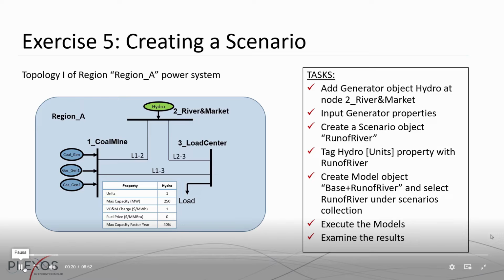Following this, we will create a new scenario object called run of river. And then we will make sure to tag the hydro units property with this new scenario. To be able to compare when this hydro generator is in the system and not in the system, we will want to be able to run two models. To do this, we have a base model, and then we will create a second model. So to do this, we will copy the base model and create the base plus run of river.